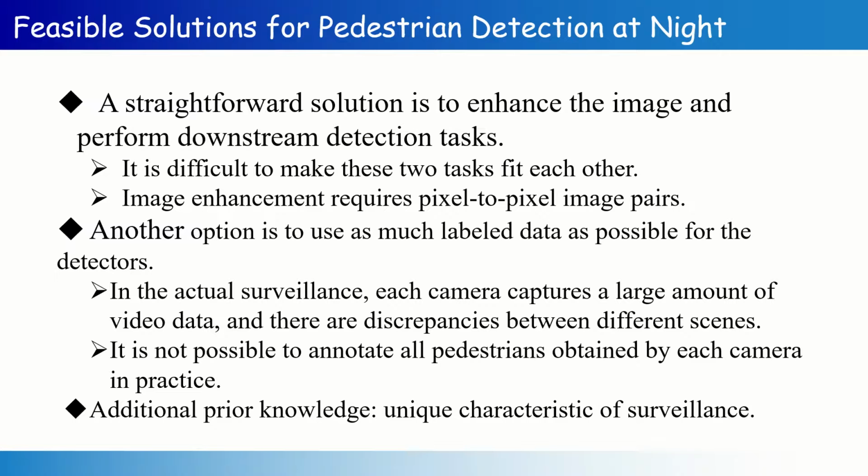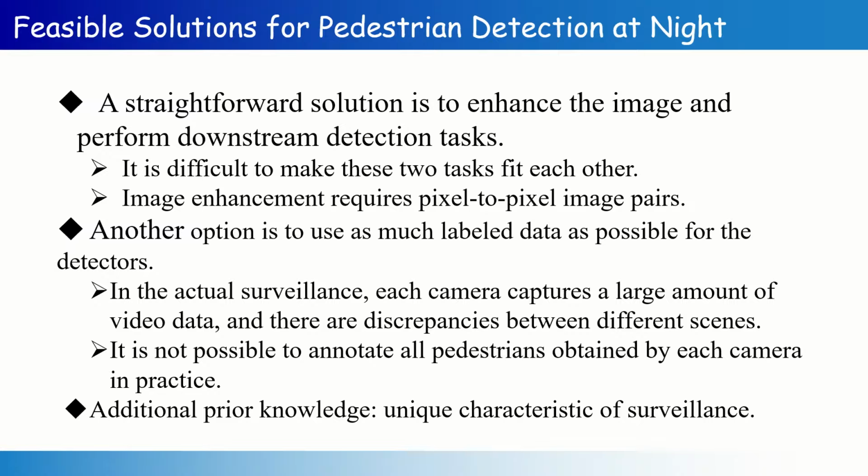Another option is to use as much labeled data as possible for the detectors. In actual surveillance, each camera captures a large amount of video data, and there are discrepancies between different scenes. It is not possible to annotate all pedestrians obtained by each camera in practice.